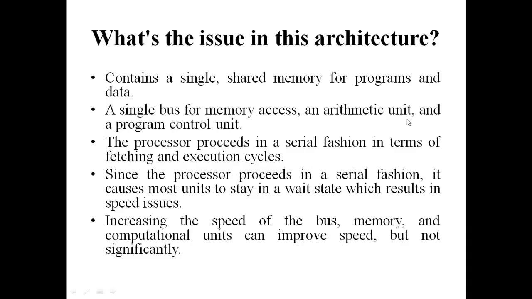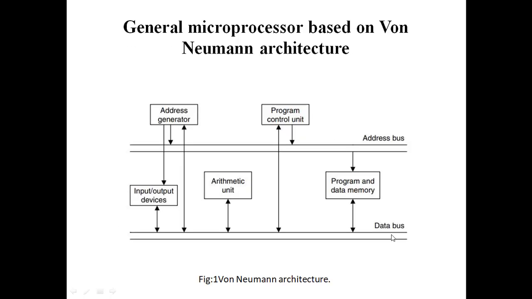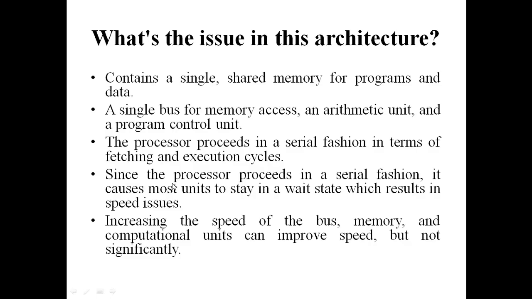What's the issue in this von Neumann architecture? As I told you in the previous slide, it contains a single shared memory for both program as well as data, and a single bus for memory access, arithmetic unit, program control unit, and input output devices. So the processor proceeds in a serial fashion in terms of the fetch and execution cycle.